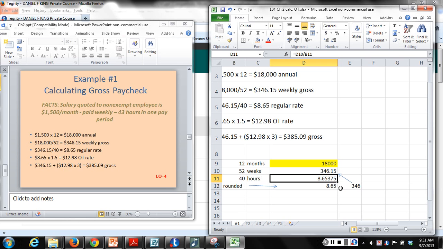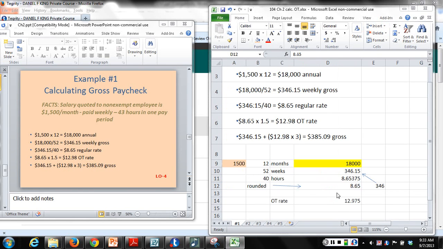But our convention, acceptable in practice in these calculations, is to round that number to the nearest cent. So we're not going to use 865.375 times 1.5 to get our overtime rate, we're going to use 8.65 rounded. And why is it rounded to 8.65? It's because the number right next to the 5 here is less than 5. If this number was 5, we would round this from 5 to a 6. We would go up 1 to round it.